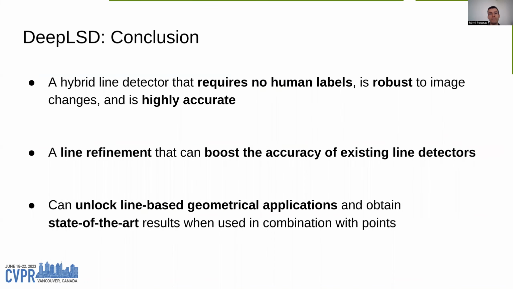So, in summary, DeepLSD is a hybrid line detector which combines the robustness of deep learning with the accuracy of handcrafted detectors, and it requires no human labels. Its line refinement can also be used on existing line detectors to further boost their accuracy. And finally, the new robustness and accuracy brought by DeepLSD can unlock novel line-based tasks, such as 3D reconstruction and visual localization, and can obtain state-of-the-art results on several benchmarks.